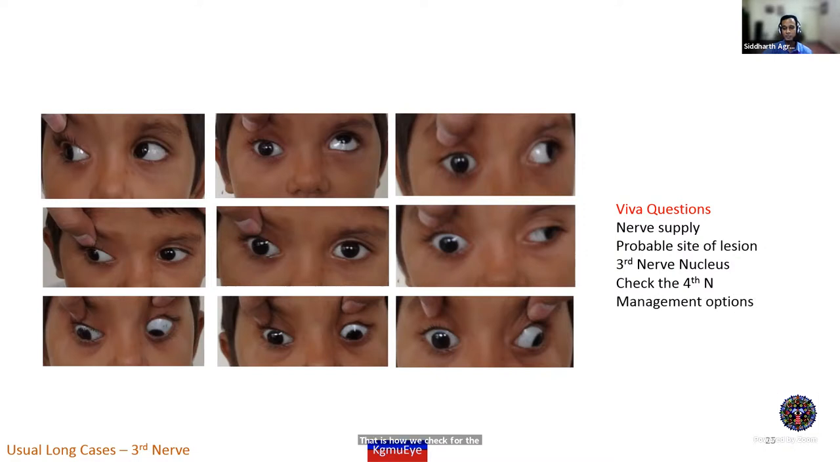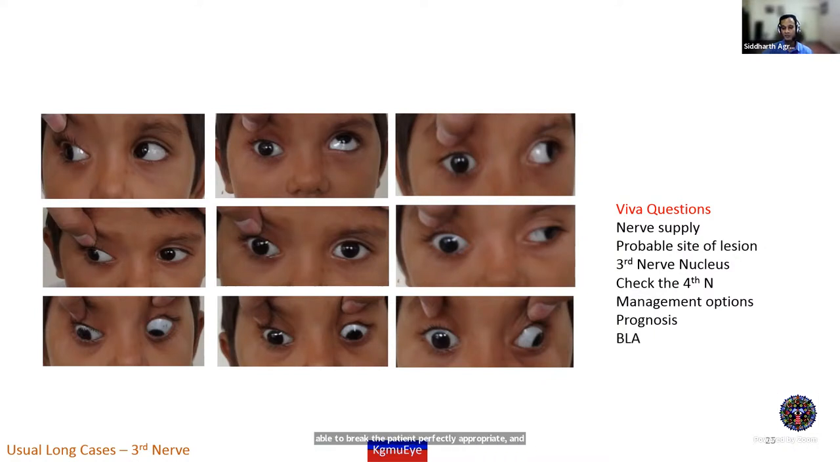What management options you have? Firstly, it will be a staged procedure. You would take help from the unparalyzed muscle. What is the prognosis? The prognosis in third nerve palsy, which is non-resolving, is usually guarded. You might achieve a straight eye, but you will never be able to make the patient totally diplopia-free.